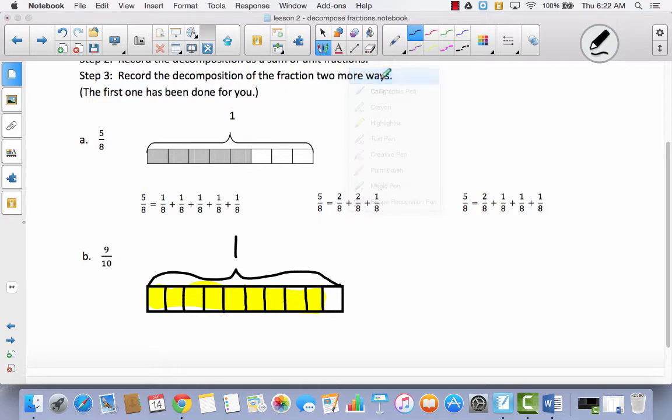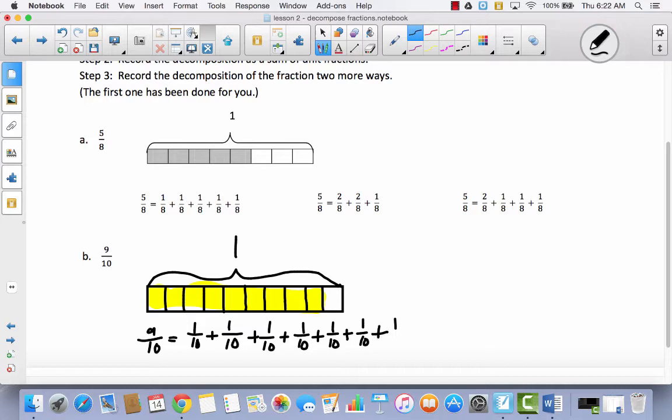Alright, so now we're going to do the next part. We're going to create a sum of unit fractions. So the sum of unit fractions means we're going to do each part individually. So we'll say 9/10 equals 1/10 plus 1/10, and we're going to do this 9 times. Okay, so here is our sum of unit fractions. We go back and count and make sure that's 9. 1, 2, 3, 4, 5, 6, 7, 8, 9. So I've got one way.